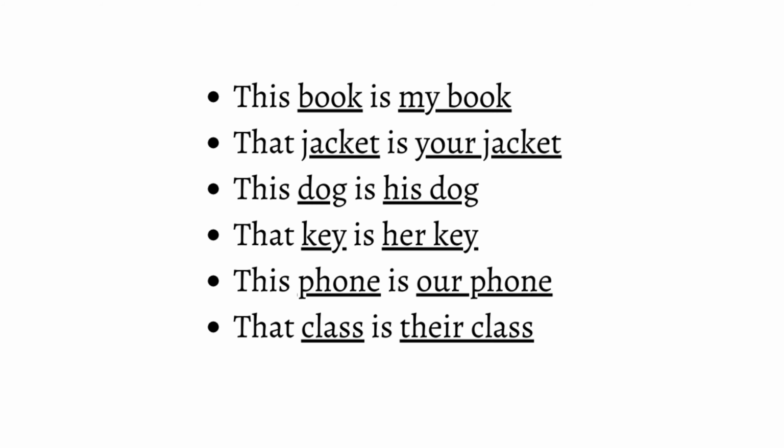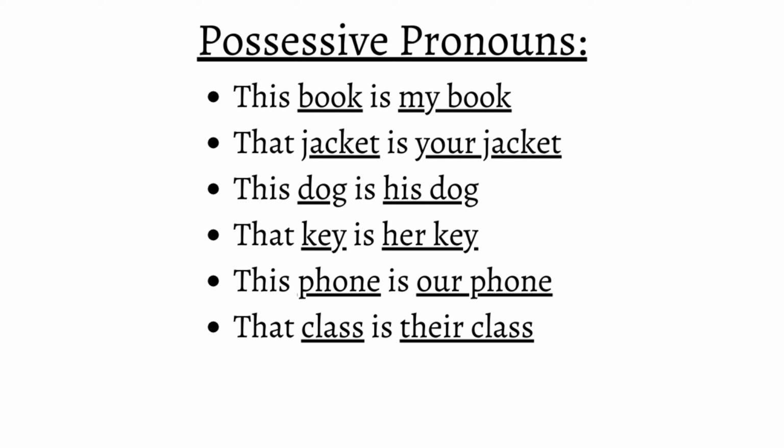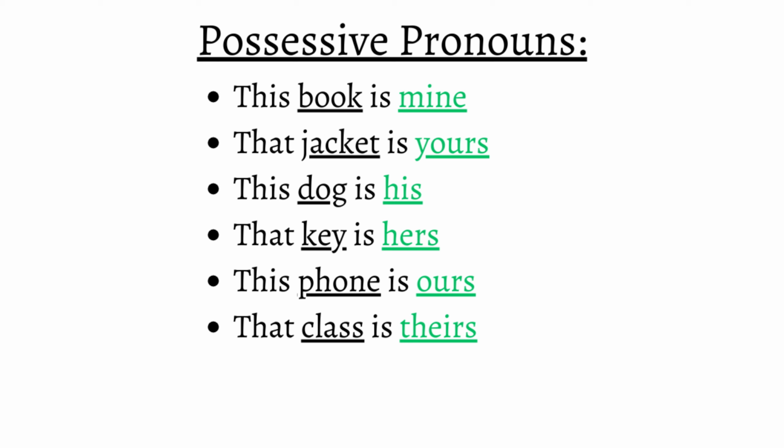Let's take the previous examples. To generate a better sentence flow and save time, we can use possessive pronouns to achieve better clarity. Instead of saying, this book is my book, I can say, this book is mine, removing the need to repeat the noun and making the phrase more concise. Instead of saying, that jacket is your jacket, we can say, that jacket is yours. Instead of saying this dog is his dog, we can say this dog is his. Likewise, we can say that key is hers, this phone is ours, and that class is theirs.